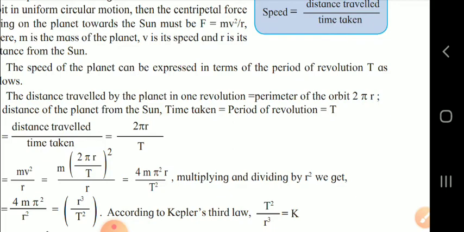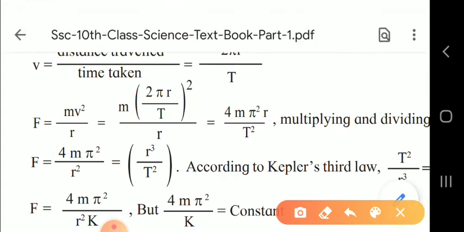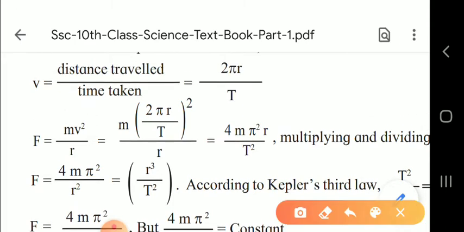So let us see the calculation here, children. Here we can see v is the distance travelled upon time taken, and distance travelled in a circular way is 2 pi r, so v will be 2 pi r upon T. Now F is equal to mv square upon r, and as you all know, v is equal to 2 pi r upon T, because distance travelled is 2 pi r and time taken is T. So in place of v, we will write 2 pi r upon T.